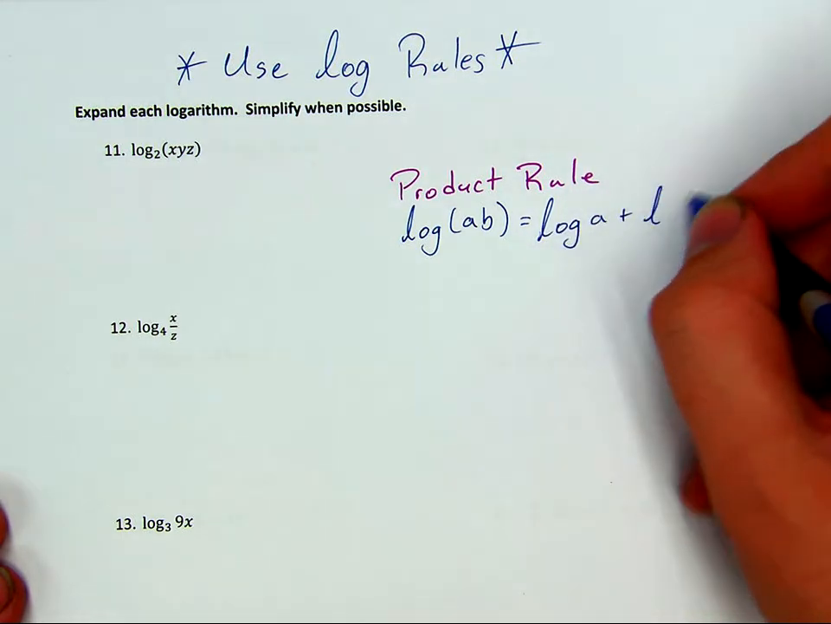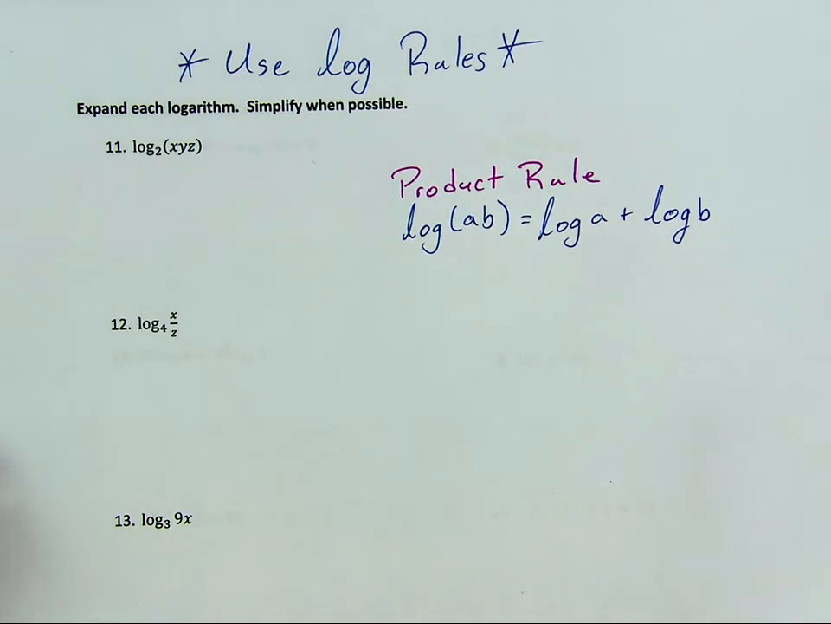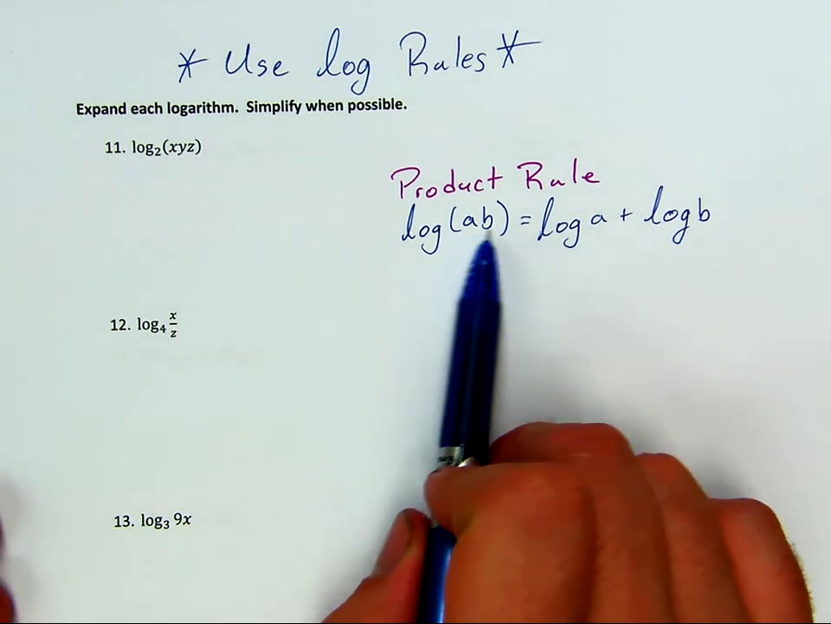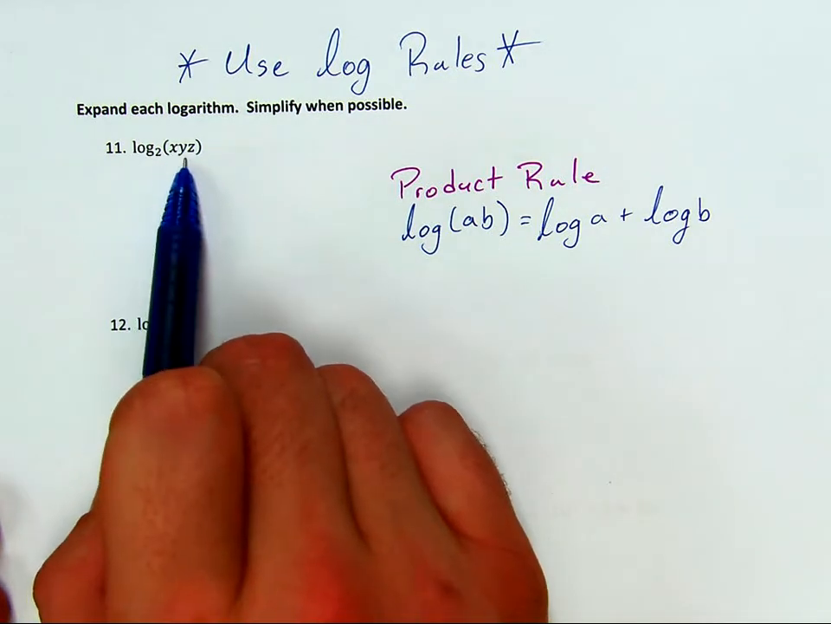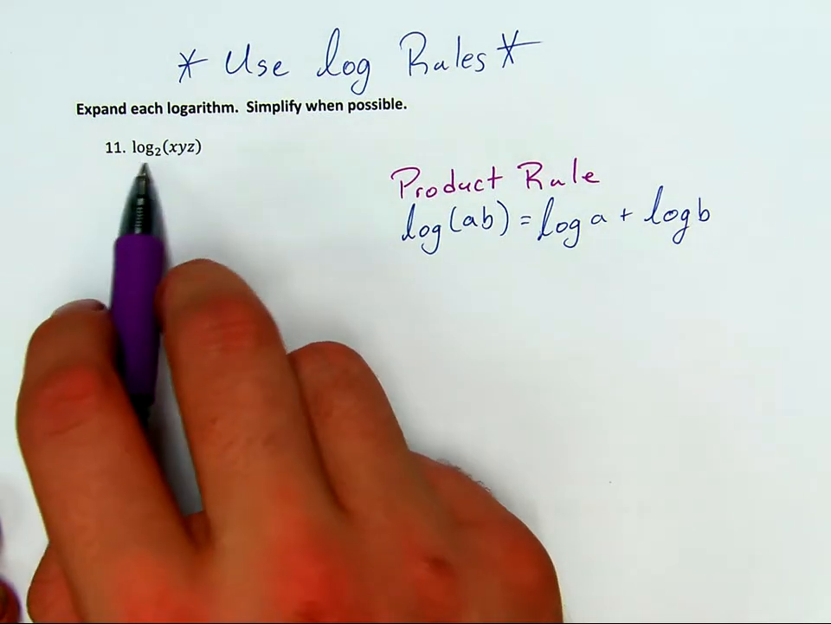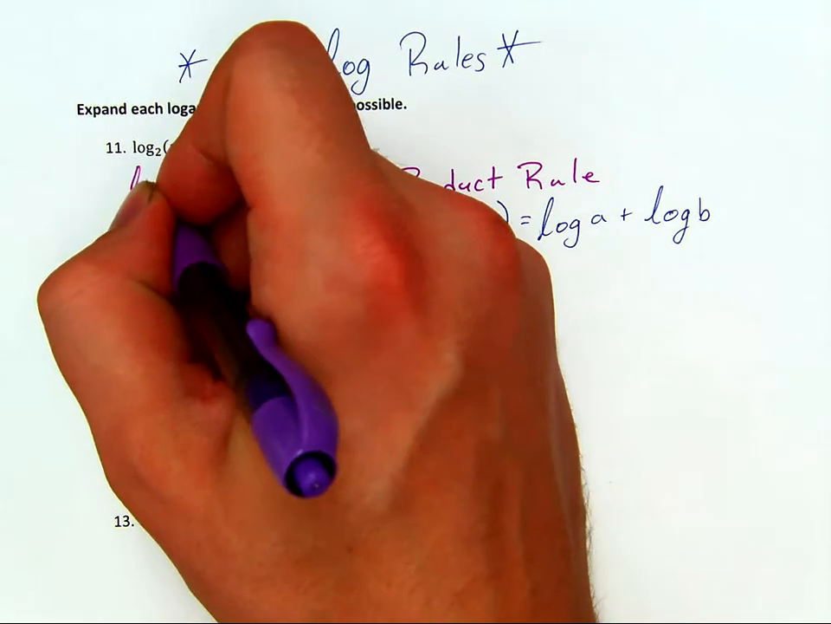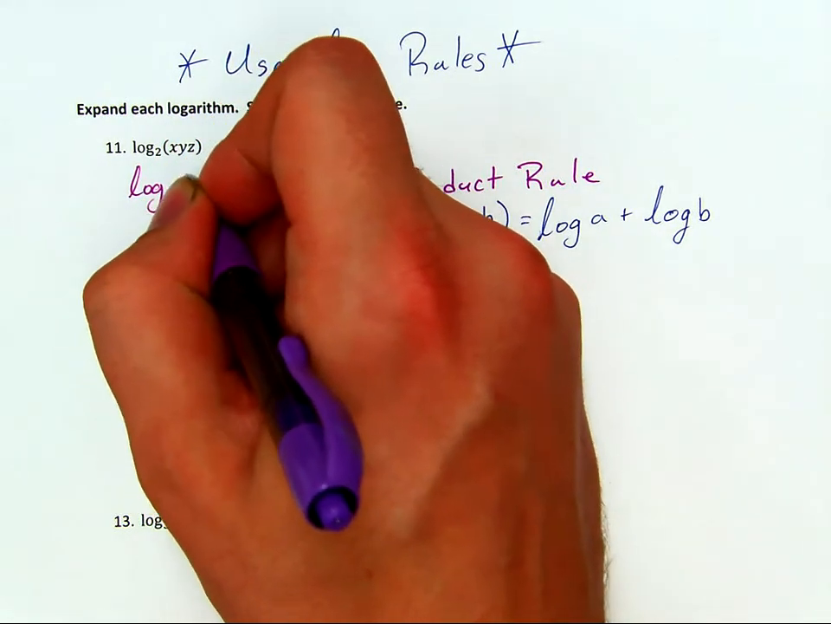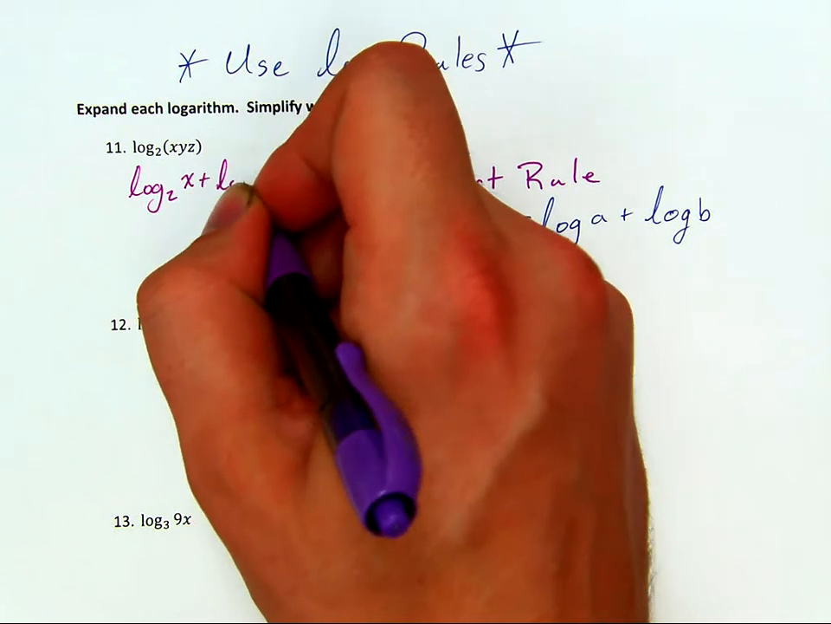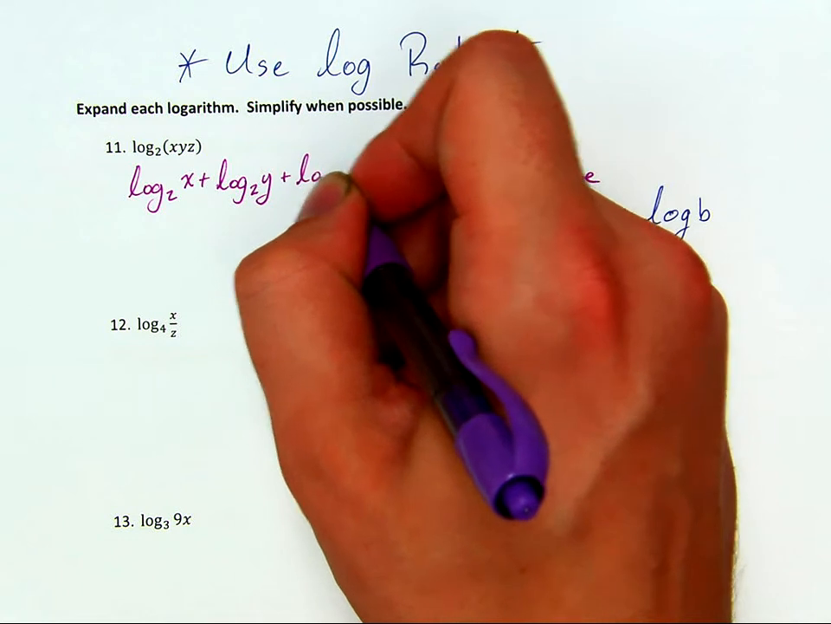Now with the product rule, it works with more than just the two variables. It also works with our three variables. So using the same process with the log rule, we can take this log base 2 of x, y, z and expand that to say log base 2 of x plus log base 2 of y plus log base 2 of z. And that's going to be our expanded logarithm.